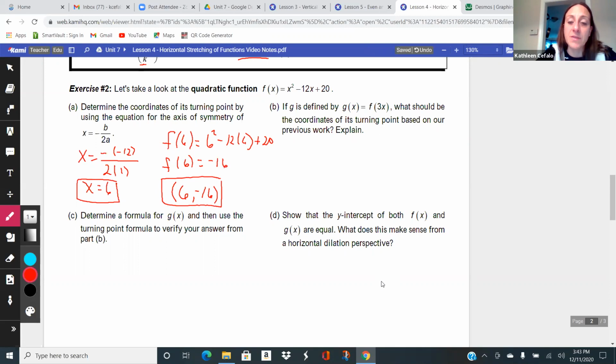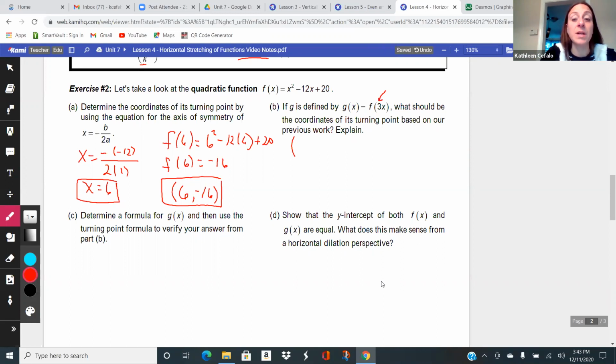So if g is defined by f of 3x, what should the coordinates of its turning point be based on the previous work? Okay, so first I'm thinking, that looks like a big number. I would want to think stretch, but it's not. It's going to shrink it. It's going to be a compression. I also want to think it looks big, but I want to take the reciprocal when I'm multiplying this out. Okay, so I know my turning point was 6, negative 16.